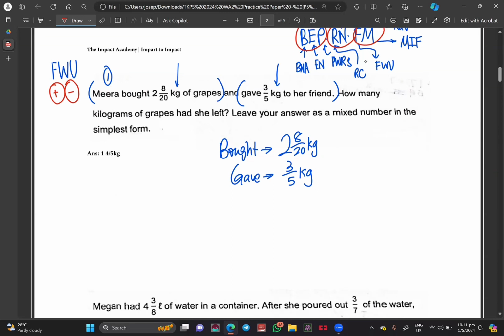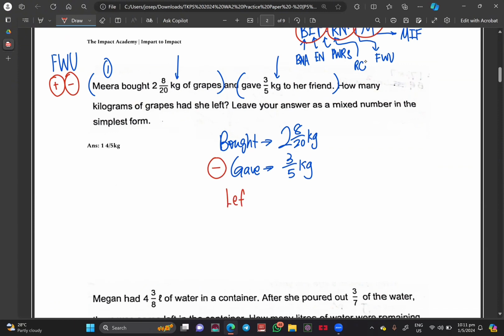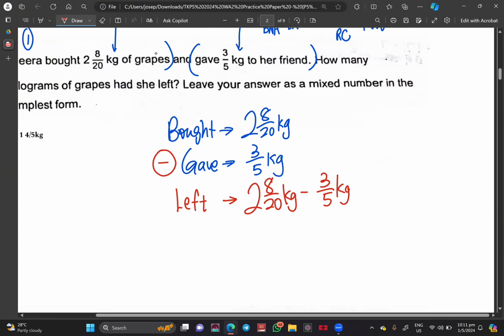So I know that this person bought 8 over 20 kg of grapes, so she has something in her bag. And she said, I'm going to give some to my friends. How much is that? It's 3 over 5 kg, already calculated for you. The question is asking, can you find out what is left? So you can simply do 8 over 20 kg minus 3 over 5 kg. When you are subtracting like that, you want to make sure that the denominator is the same. So we times 4 to this and times 4 to this. As you can see, it's 8 over 20 kg minus 12 over 20 kg.